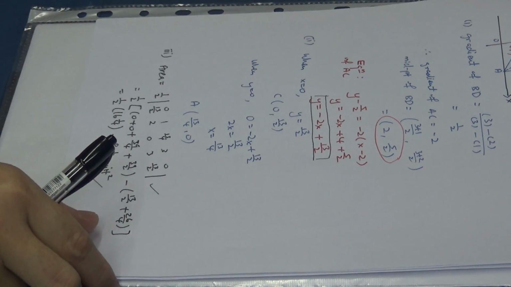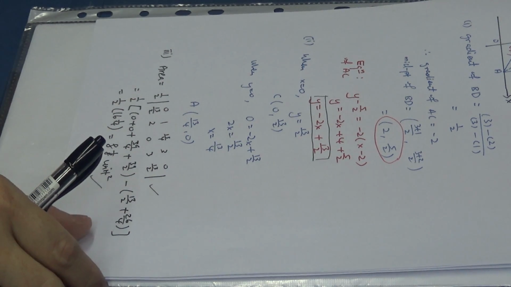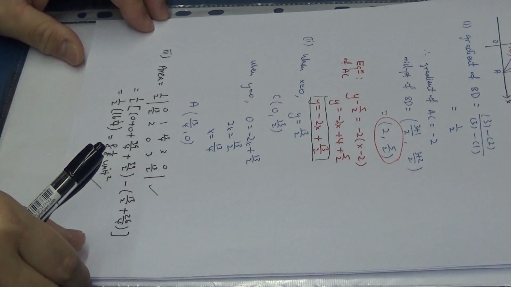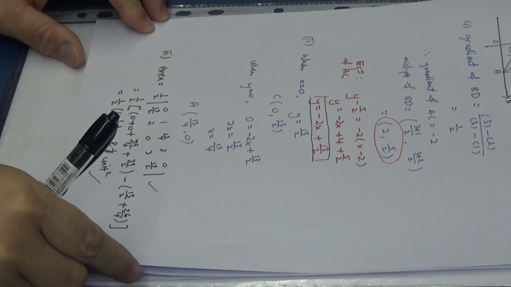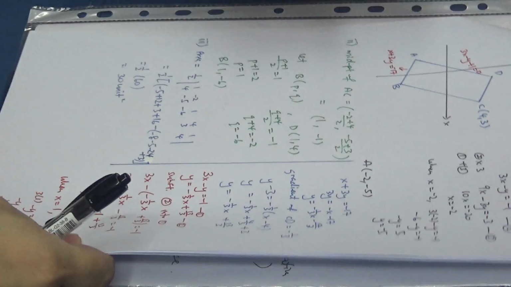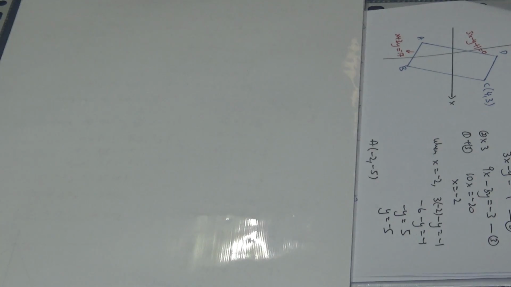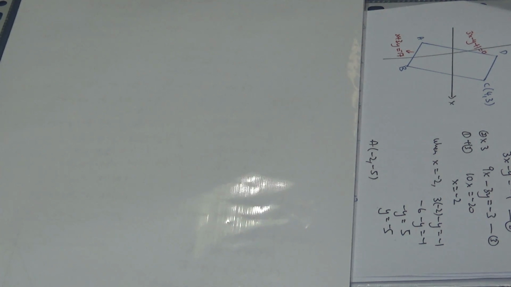Now, question number 11 and question number 14, the next 2 questions, are very common in the O levels, so I want you to pay special attention. Let's look at question number 11 first. The diagram shows a rectangle. The side AB has this particular equation, and the side AD has this particular equation. Find the coordinates of A.